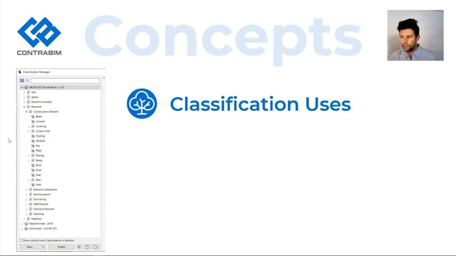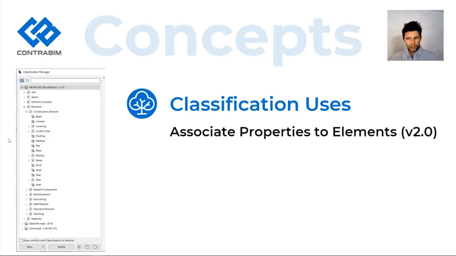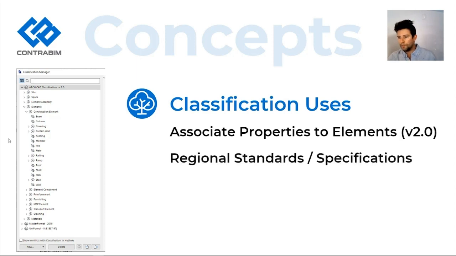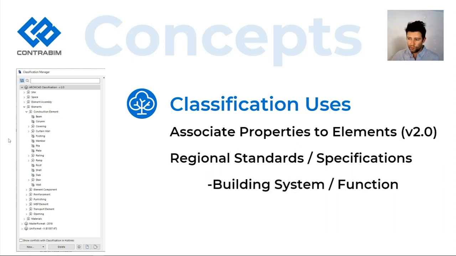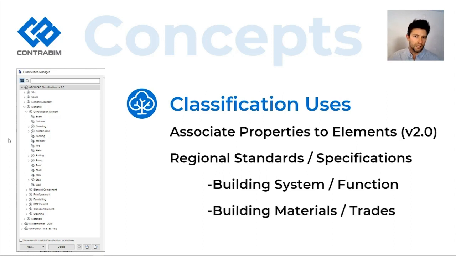So let's go a little bit deeper into classifications. I've already mentioned that they can be used for associating properties to our elements. We have version 2.0 for this now, which is really the way of assigning properties to elements through the available classifications. The other primary use for classifications is to align our model elements to regional standards or specifications. There's really two different types how I look at this, one for organizing building systems and functions, and another for organizing the materials and the trades of construction that are installing those materials.